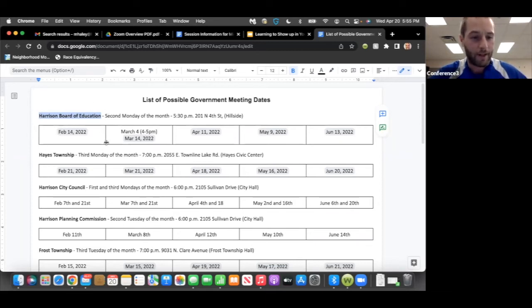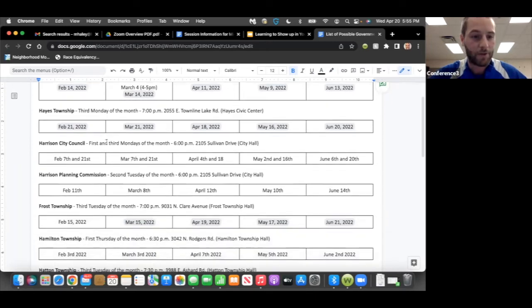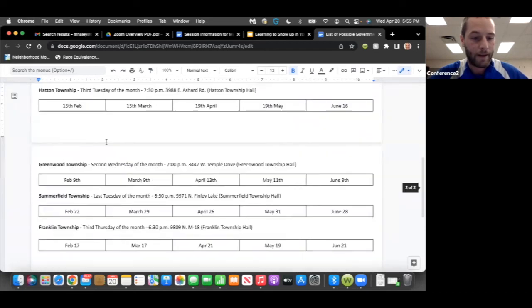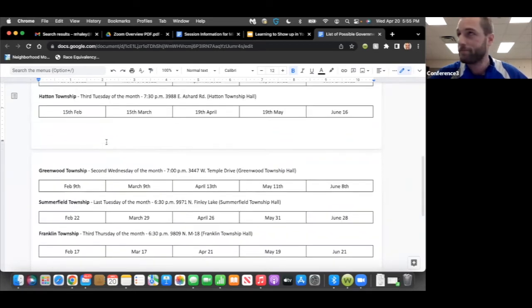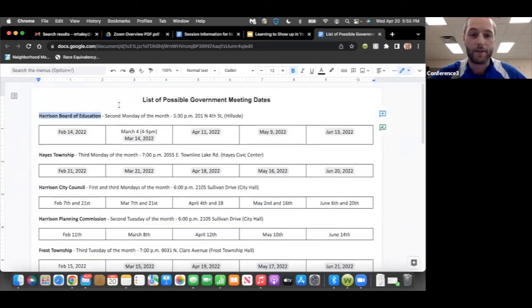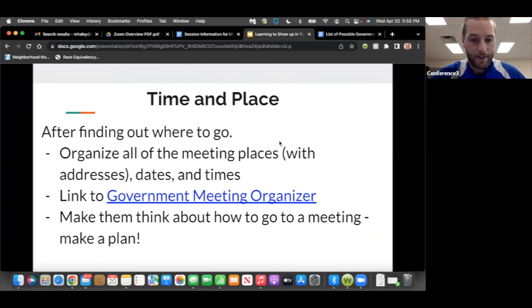But going right down the list, I give them a bunch of different options for their townships, city council. I've even done neighborhood watch meetings. They usually get excited for that because someone will bring food. Food is always a good way to get kids to show up. But that's my link in what the government meeting organizer looks like.